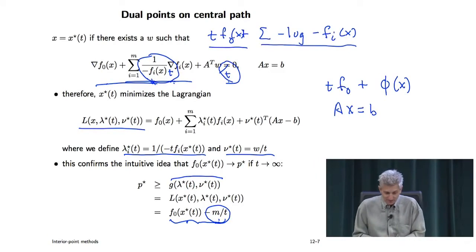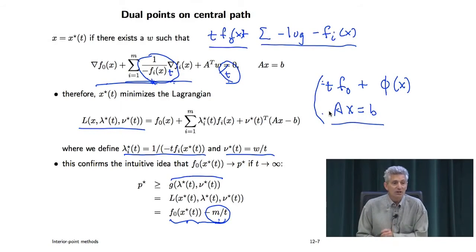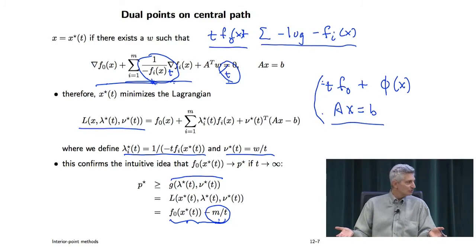It says that if you calculate x star of t, that is, you minimize this objective subject to that equality constraint, which we know how to do using Newton's method, then you will have computed a solution to the original problem which is at most m over t suboptimal. Everybody got that? Obviously now as t gets bigger, you're done.